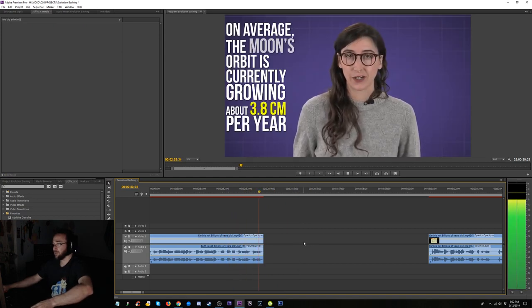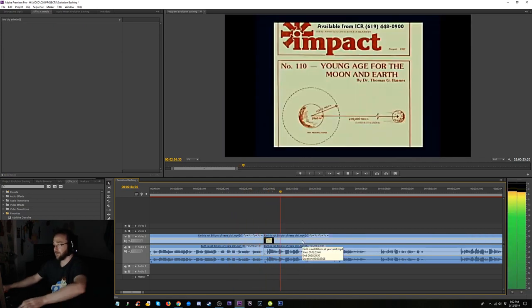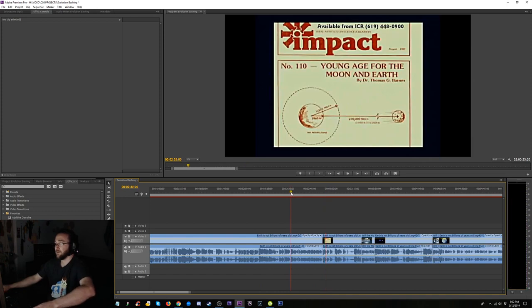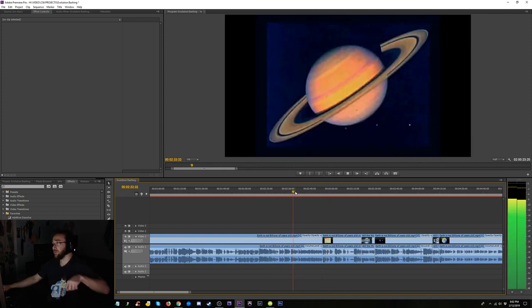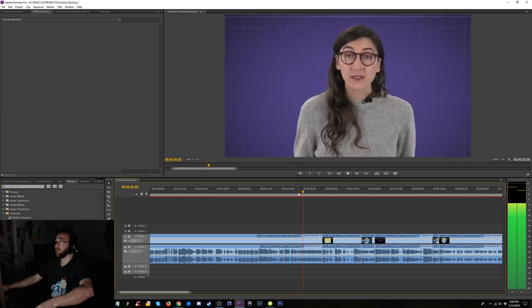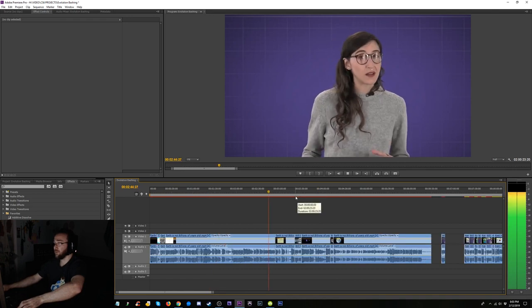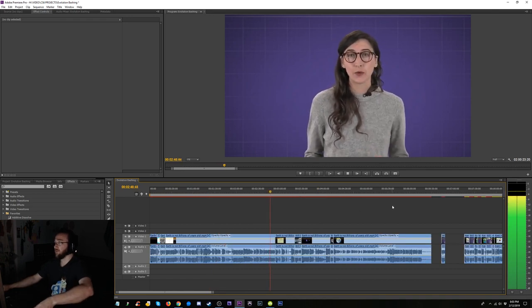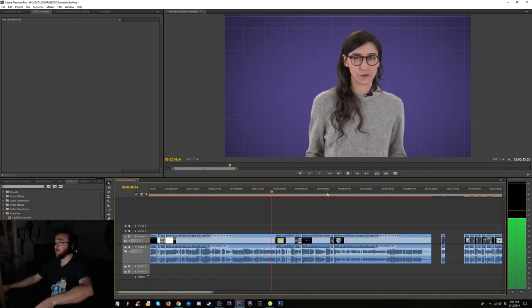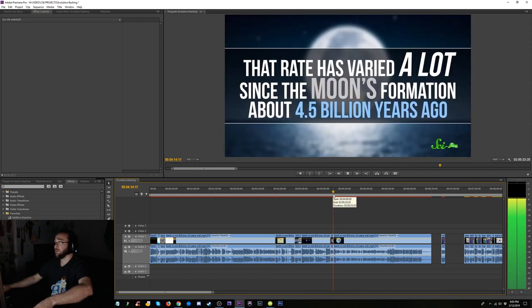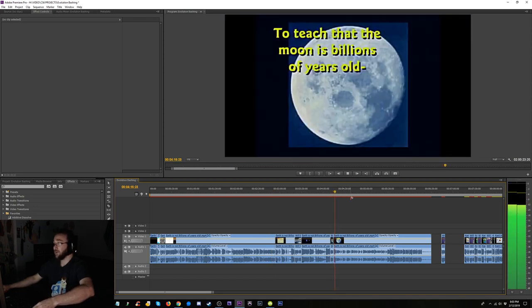...8 centimeters per year. The moon is going farther away from the Earth every year. Every year, the moon's orbit gets a little bigger, and our favorite satellite moves just a little farther away. But luckily for us, we don't have to worry about the moon ever getting so far that it breaks free. On average, 0.5 billion years ago. To say they're billions of years old is stupid. They're not billions of years old. That's just stupid, okay? It can't be true.